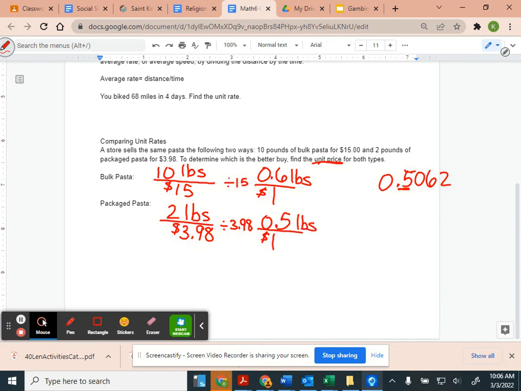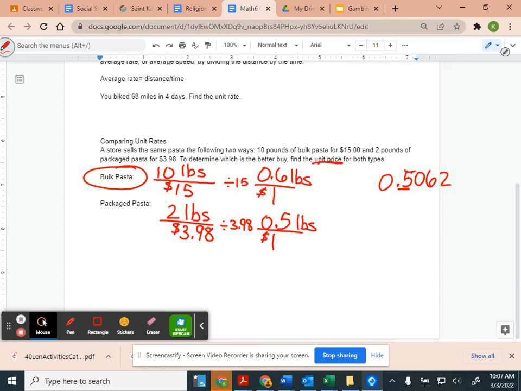Which one does $1 buy more of? Okay, it can't be both of them. They're different numbers. I told you. Costco this time wins out. I can buy more of that pasta for $1. I can buy more pasta for $1 if I buy it in bulk.